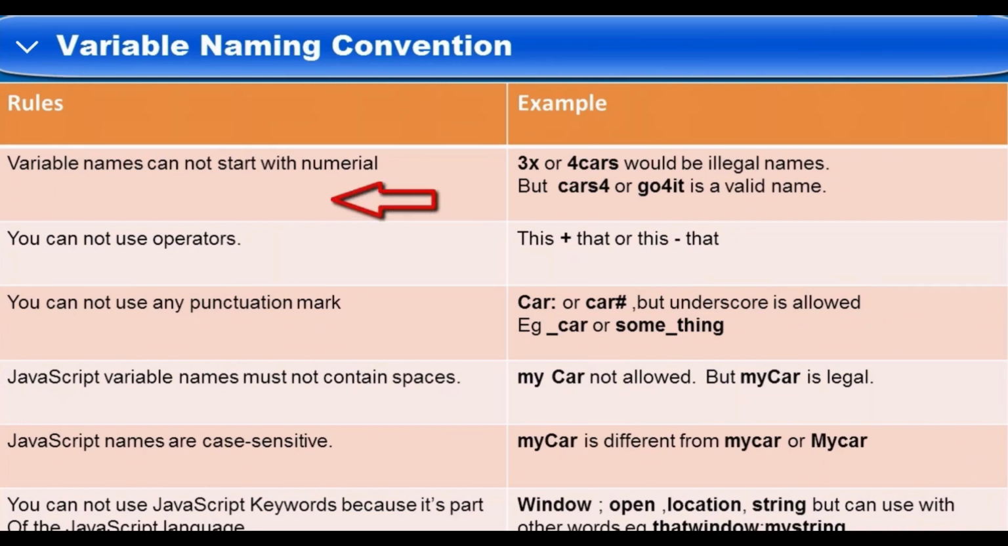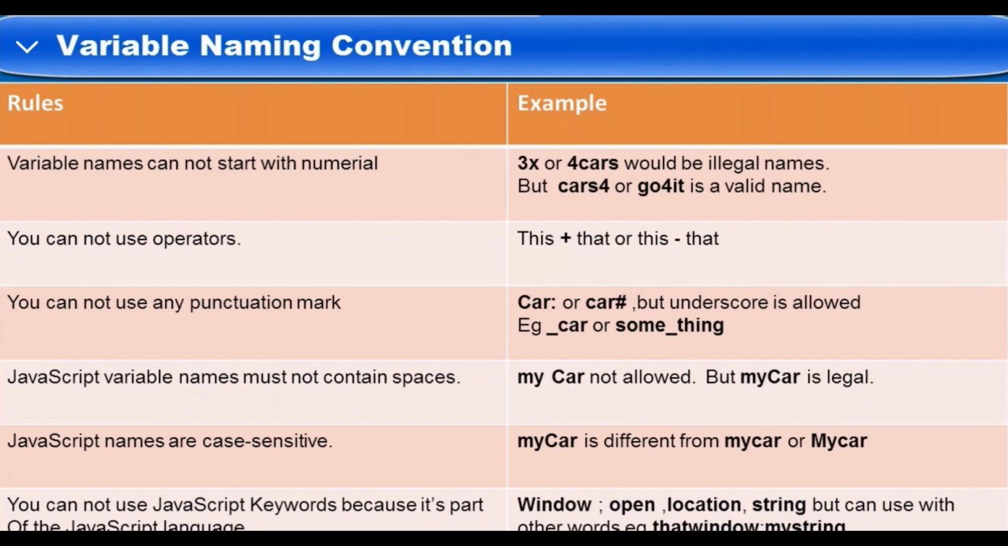For example, you can't use a number. You can't name a variable 3x or 4cars. Those would be illegal variable names. However, you can combine numbers with text. You can call a variable maybe cars4 or go4it and things like that. They are perfectly valid variable names.